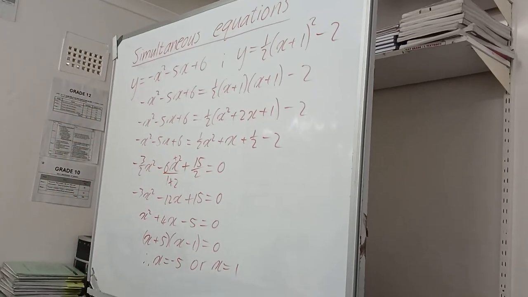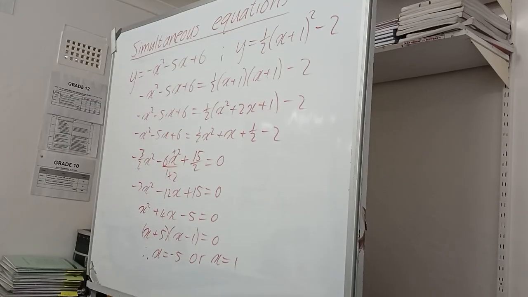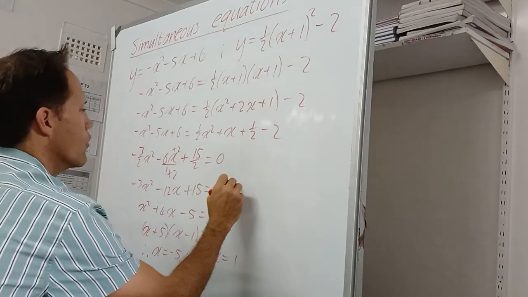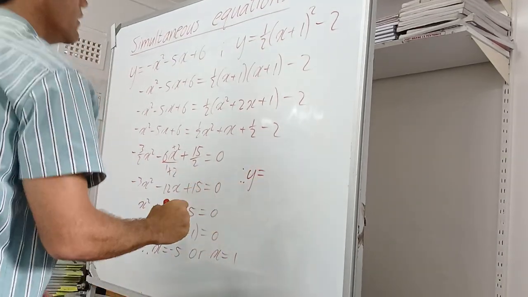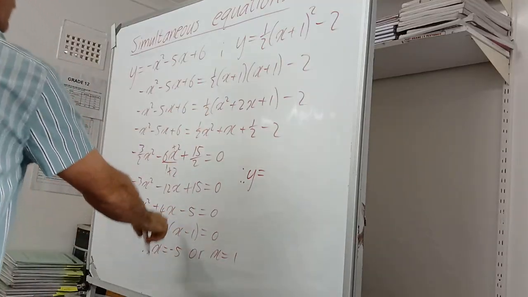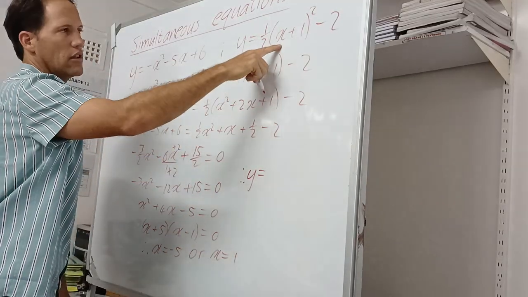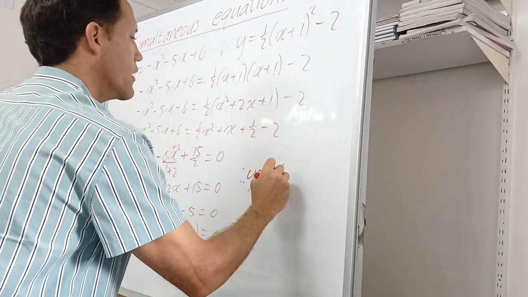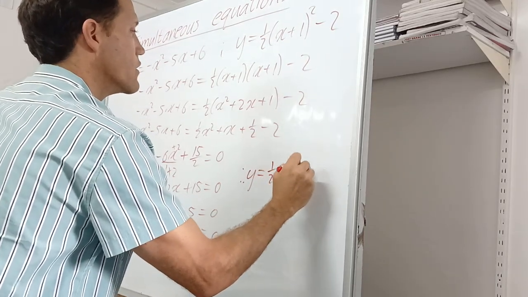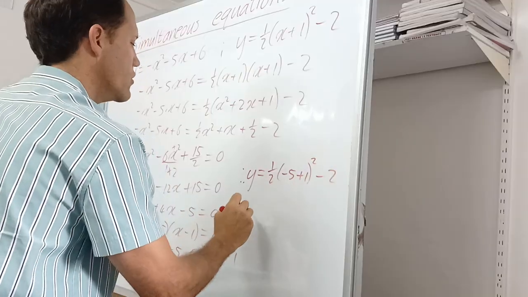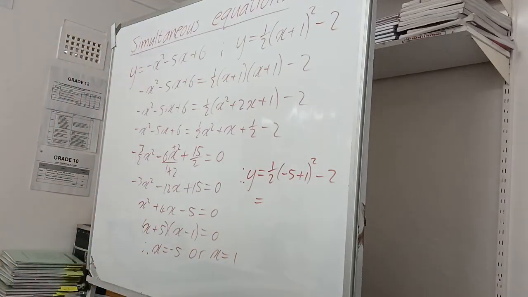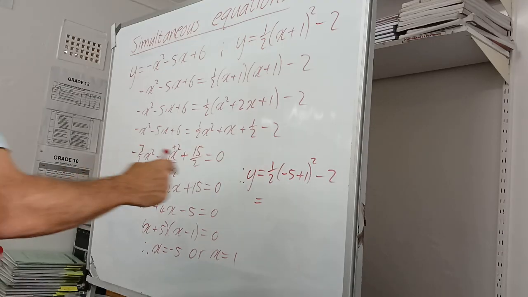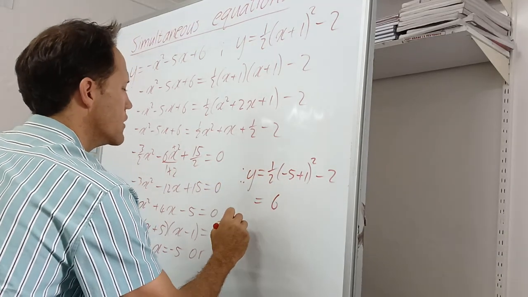Okay? And then we can just find y. So we can say therefore y will be, substitute the negative 5 in here. Okay, so you're going to have a half (negative 5 plus 1) squared minus 2. Substitute the negative 5 in that side. So it's going to be negative 4 squared is 16 times a half. 8 minus 2 is 6.